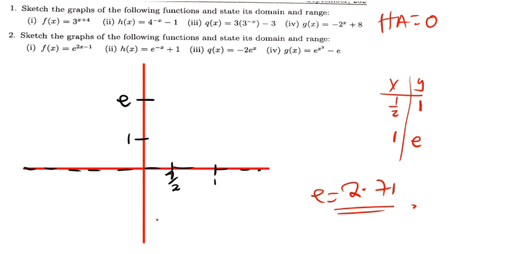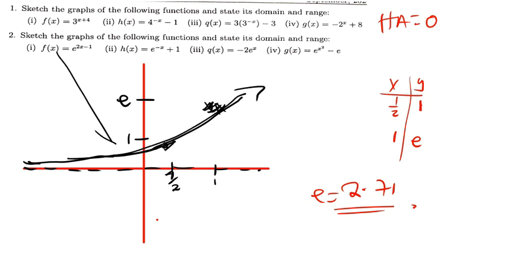Then let's see, (half, 1) is here, (1, e) is there. What does it mean? Starting from this point, running away from the asymptote, touching these two points. It's just a sketch, so you can put it there. So it goes there. Yeah, that's the graph of this one.